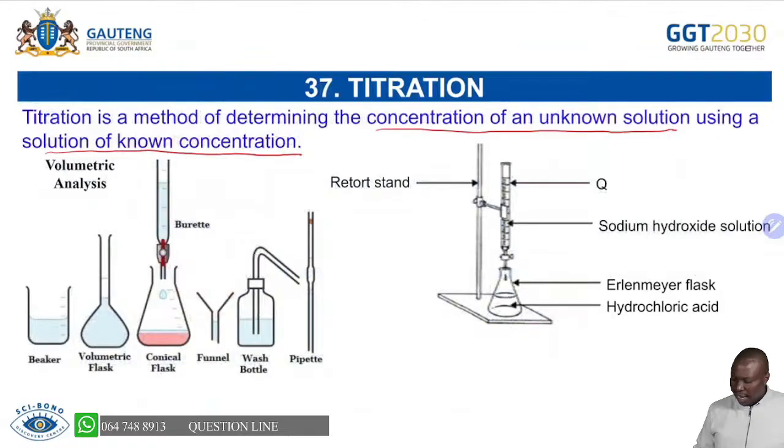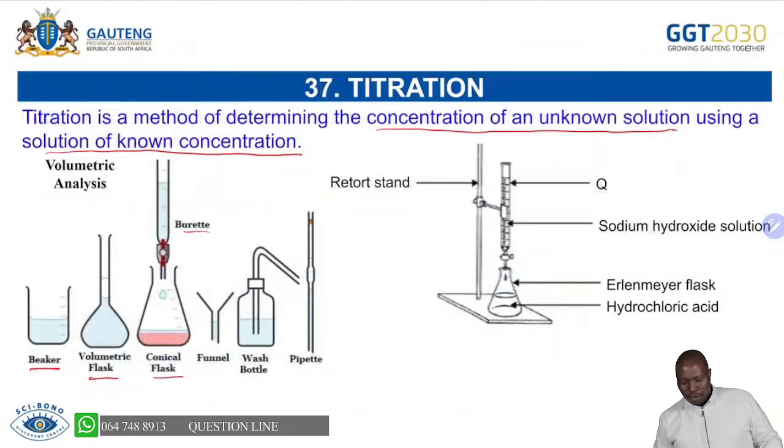We use the beaker. You can see we have the beaker, we have the volumetric flask, we have the conical flask, we have the burette, very popular, the burette, where we can have the funnel, we can have the wash bottle, we can have the pipette. And then we use what is called the retort stand, so that we can hold everything nicely before we do our titration.